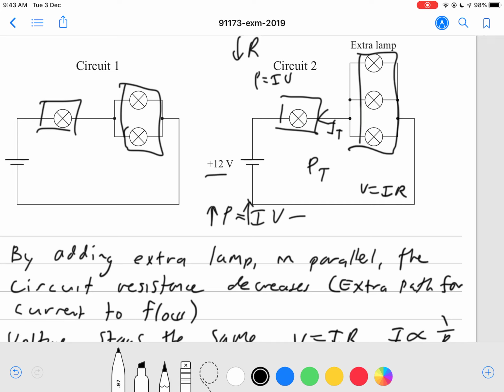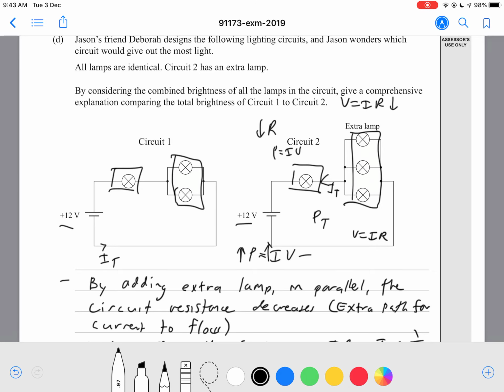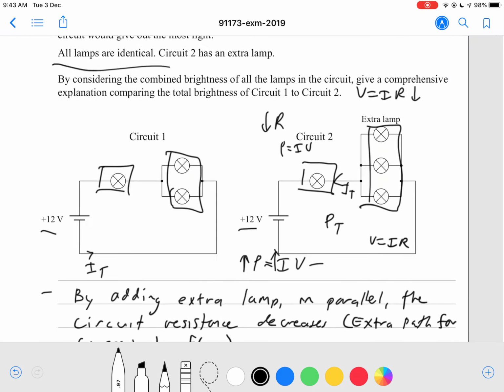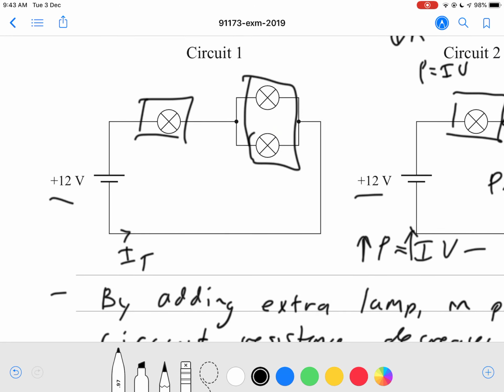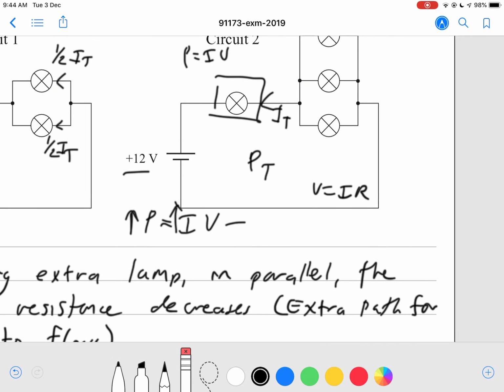In terms of parallel, it's a bit harder. It really depends, because in circuit 1 we had an I total, which split in half because these bulbs are identical. So when this I total reaches the junction, one half will go upwards and one half will go downwards. So this lamp will receive one half of the total current, and this lamp will also receive one half of the total current.